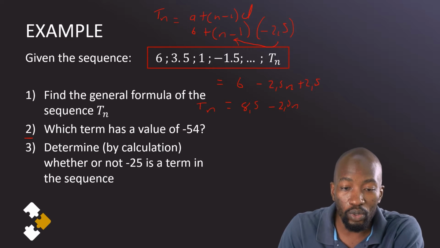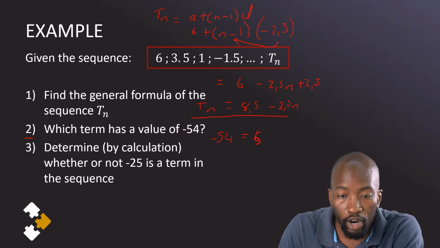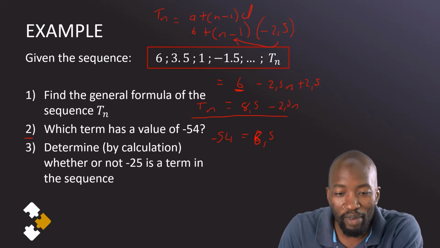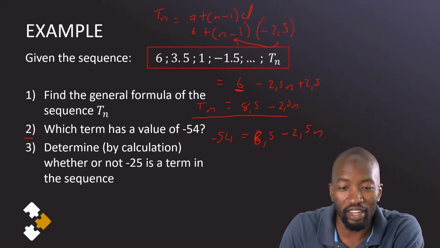Now for number 2, which term has a value of minus 54? So all we need to do is, we need to say minus 54 is equal to 8.5 rather. The 6 I'm getting it from the previous one. This should be 8.5 minus 2.5n. Then all we need to do is solve for n. So I'll swap these two. I'll have 2.5n is equal to 8.5 plus 54.